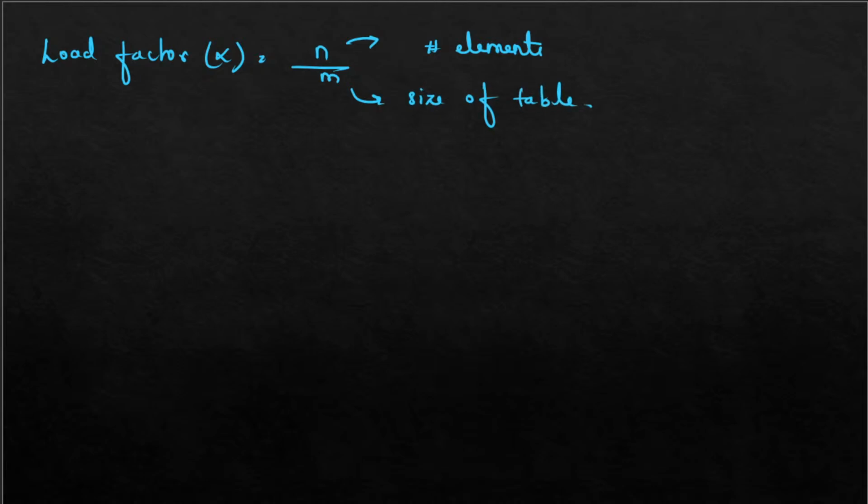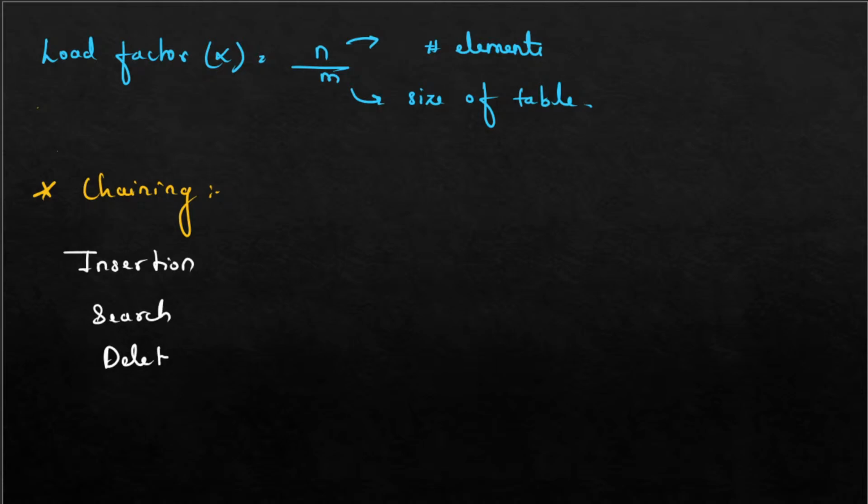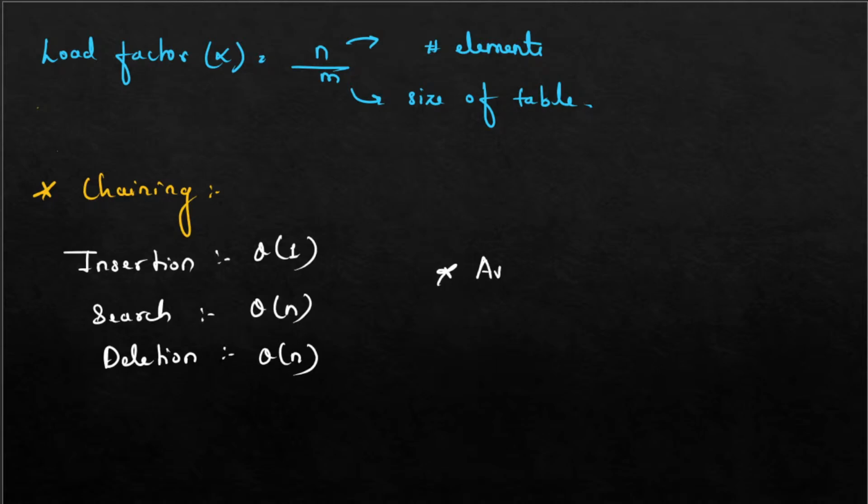Okay, now let's see the key factors for chaining. The very first is insertion, search, deletion. Insertion, search and deletion. So insertion will take theta of 1, search will take theta of n, deletion will take theta of n. And here the average search is theta of 1 plus alpha.